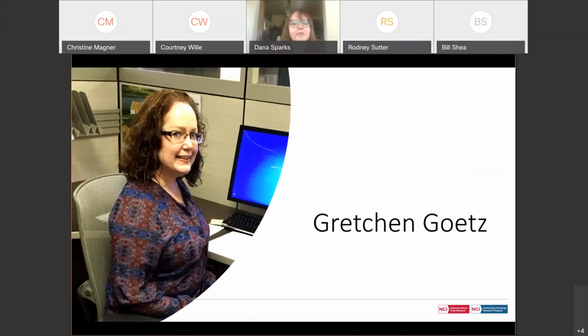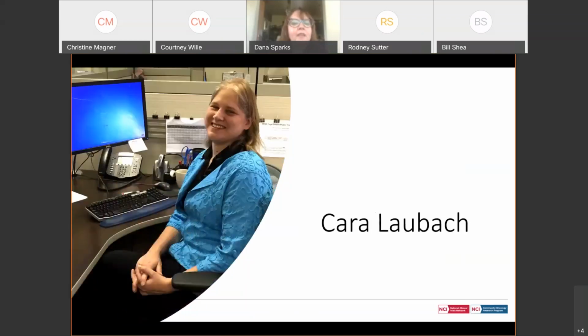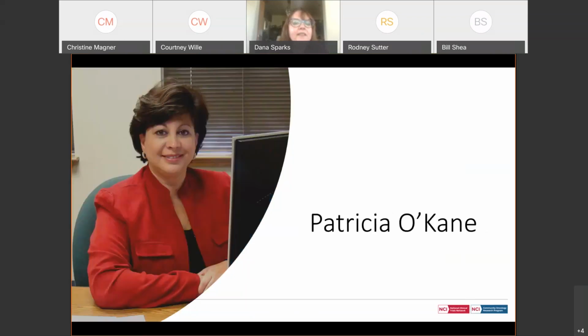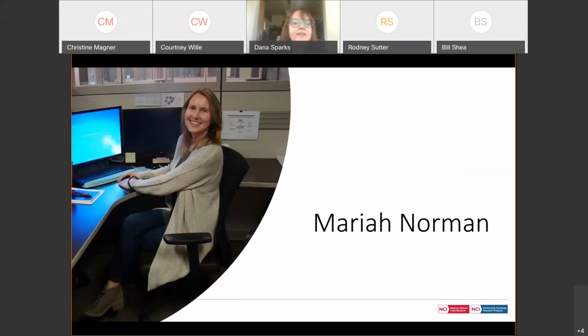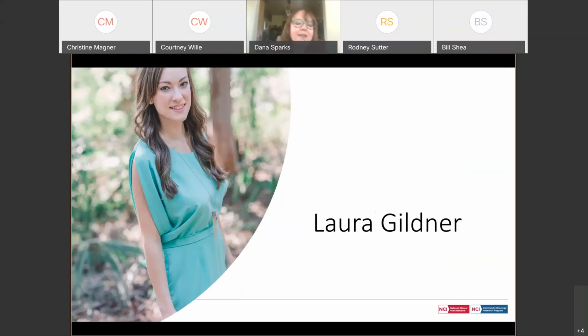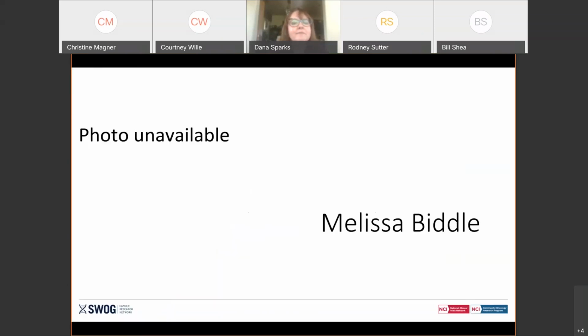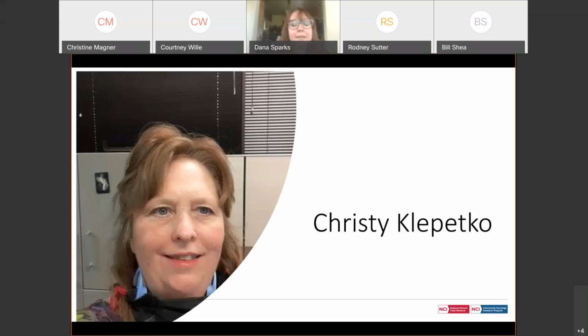And then our protocol coordinators include Carol Laubach, Patricia O'Kane, Mariah Norman, and Laura Gildner, who both work on LungMap. Melissa Biddle is a new protocol coordinator who's working with our leukemia and myeloma committees. Katrina Morellis is also working with early therapeutics and melanoma. Chrissy Clepetto is working with our palliative care committee and the gastrointestinal committee.